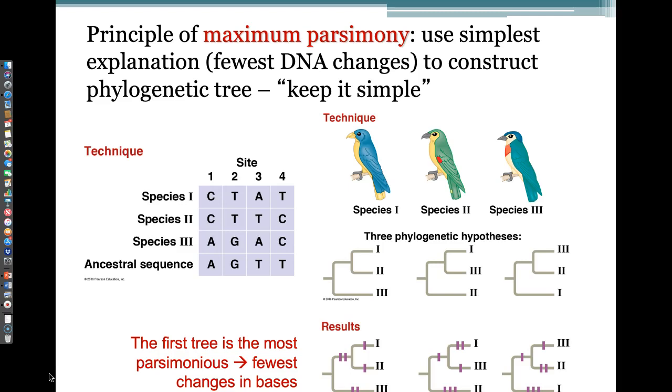So for this slide, I'm not so concerned with this one being able to make a phylogenetic tree based on that data chart, but make sure you understand maximum parsimony. If you're able to see the differences between the 3 hypotheses, that's great. But make sure you understand, keep it simple, and what maximum parsimony means.